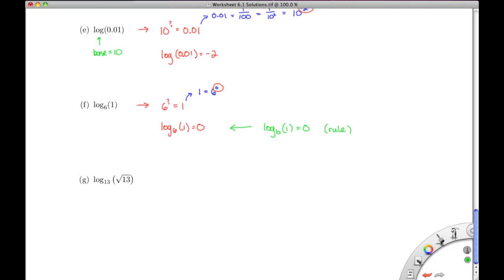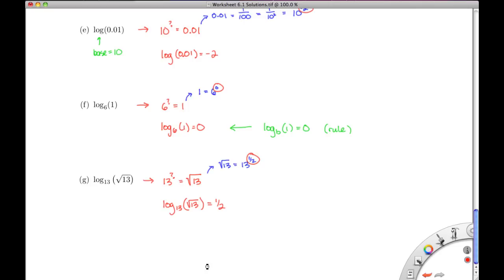Okay, last one. So we've got the log base 13 of the square root of 13. If we rewrite this as an exponential, we've got 13 to the power of what is equal to the square root of 13. So we think about root 13. Well, one way that we can rewrite the square root of 13 is 13 to the power of 1/2. And that's what we're after, that exponent of 13. So our last problem, the log base 13 of the square root of 13, is just going to be equal to 1/2.